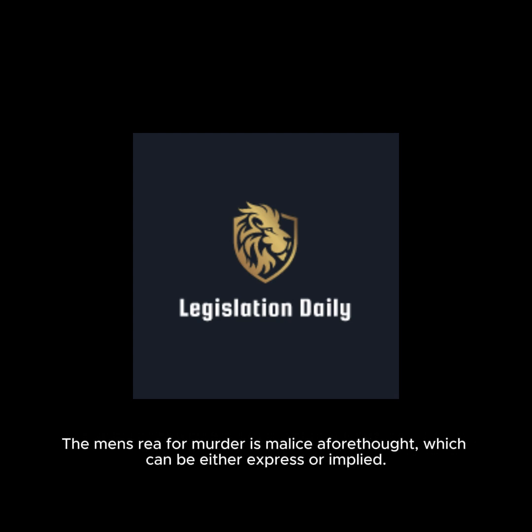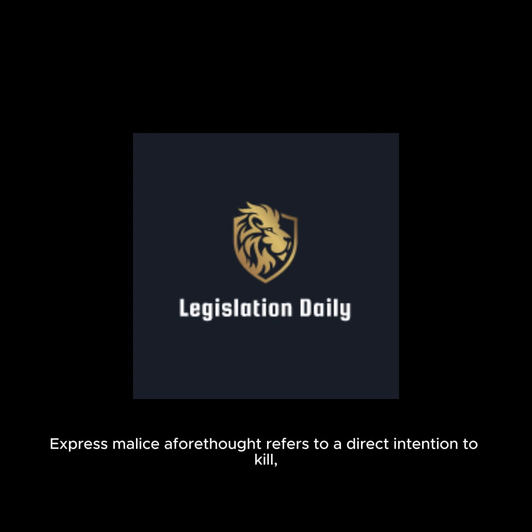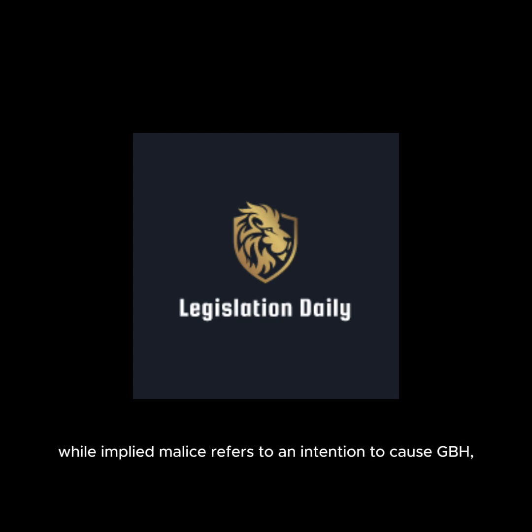The mens rea for murder is malice aforethought, which can be either express or implied. Express malice aforethought refers to a direct intention to kill, while implied malice refers to an intention to cause GBH. Even if the perpetrator did not specifically intend to kill, murder carries a mandatory life sentence in the UK.